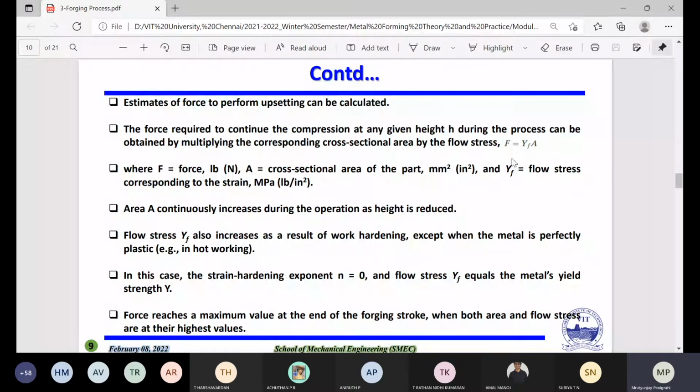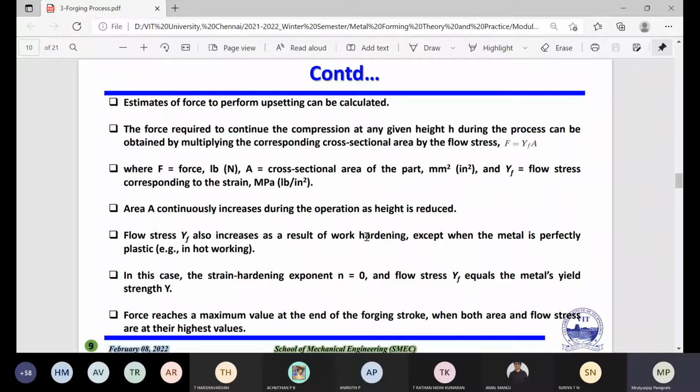Okay, so F equal to the flow stress YF, because this we have also discussed in the previous classes, into the cross-sectional area. So the force equals the flow stress multiplied by the cross-sectional area, where F is the force, and you also have to think about the unit, whether pound or Newton, and A is the cross-sectional area of the part, whether in mm square, inch square, or meter square, and YF is the flow stress, whether in Pascal, megapascal, or pound per inch square, right? This equation also you have to write.